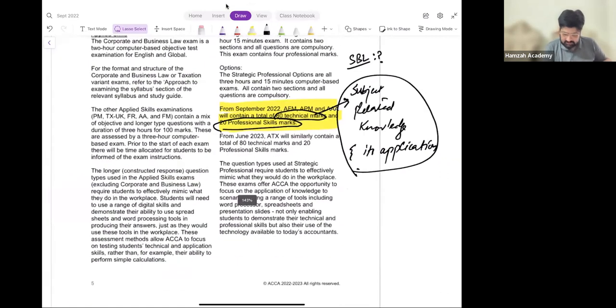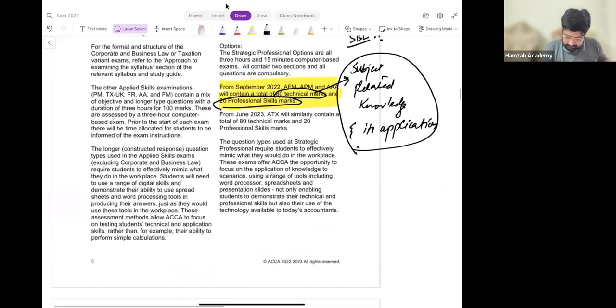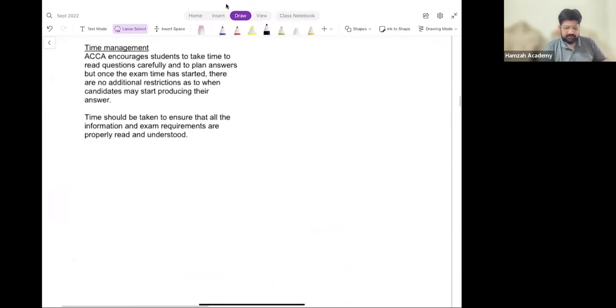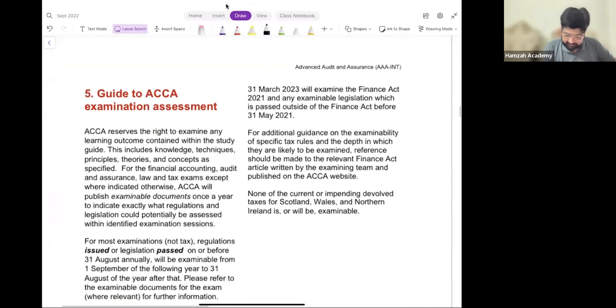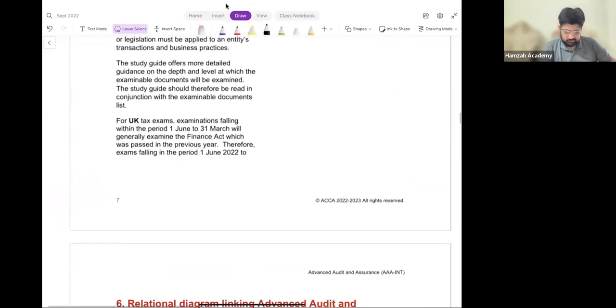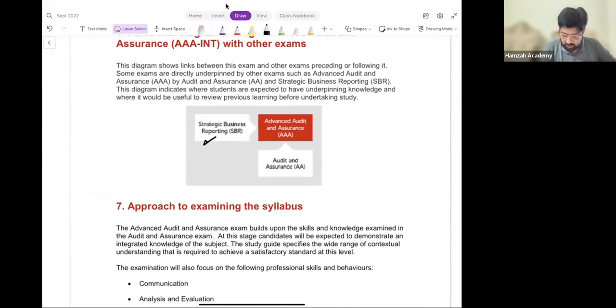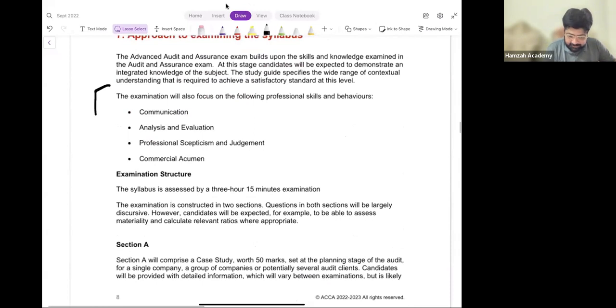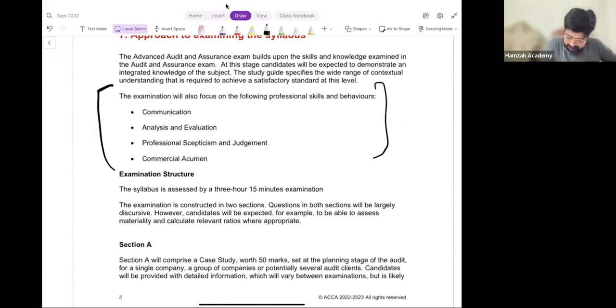Now, the previous knowledge is IFRS and audit. These are the professional skills: communication, evaluation and analysis, professional skepticism and judgment, and commercial acumen. Don't be afraid of reading their names. We will be working on that. Don't worry at all. The paper is 3 hours 15 minutes.